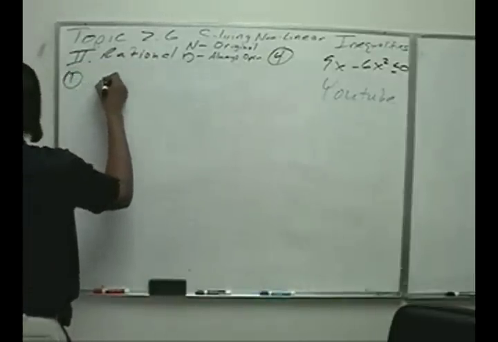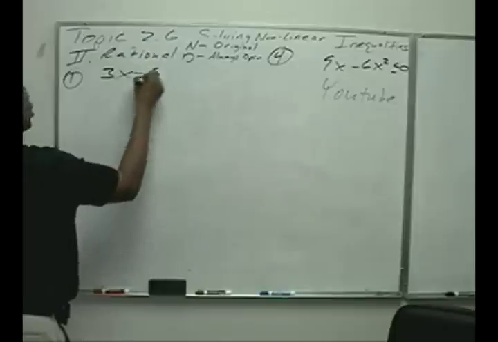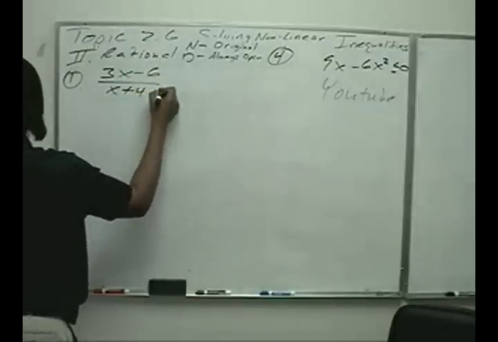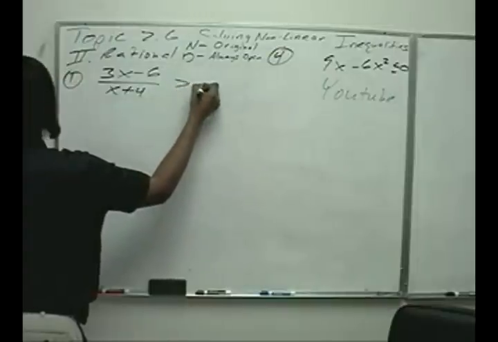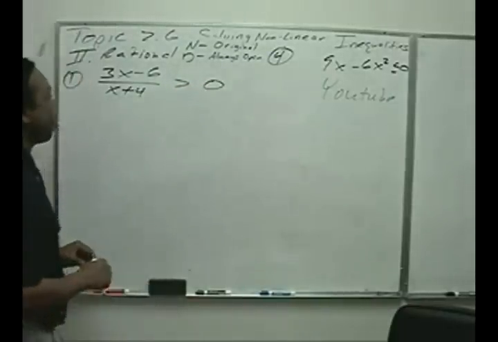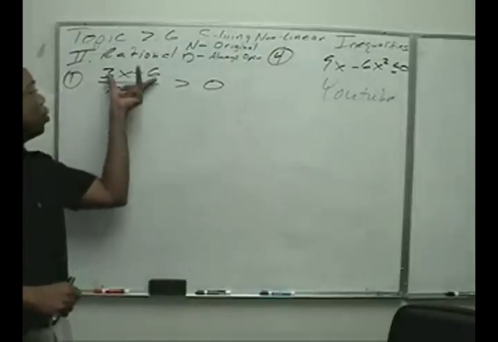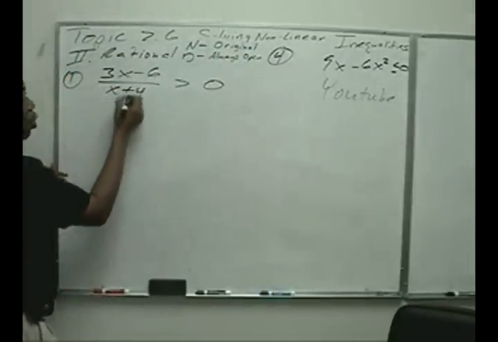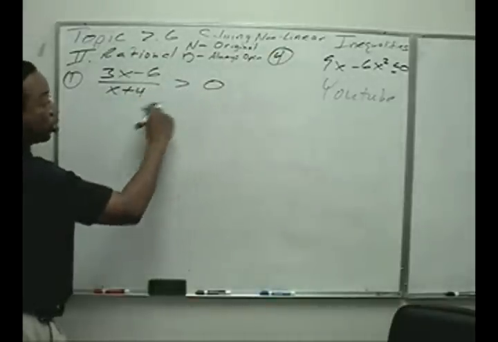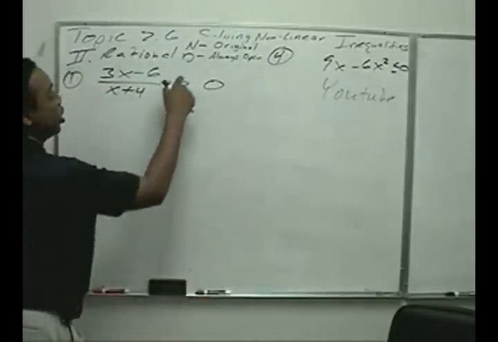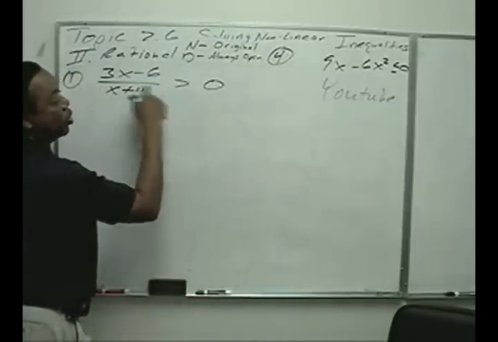So number 1, we have 3x minus 6 all over x plus 4, and that's going to be set greater than 0. Okay, what we do here is we remove the numerator and denominator, give them their own place, and set both equal to 0. Sorry, I never finished this. Here, this is all greater than 0.